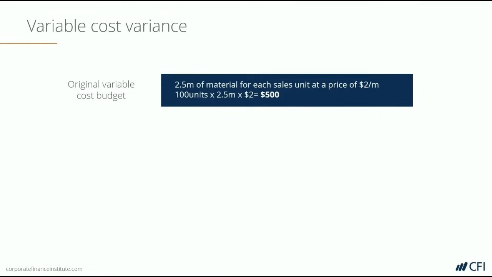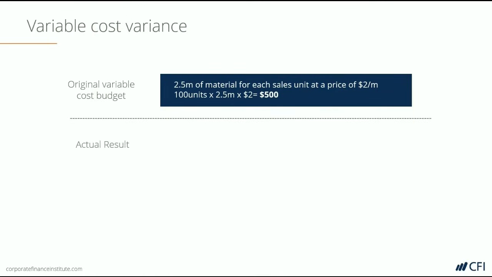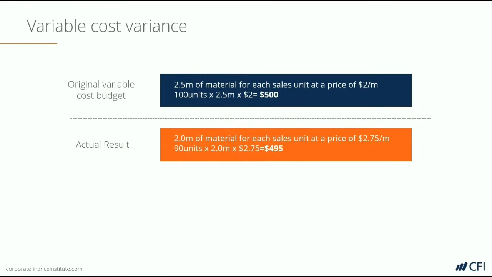So, in the original variable cost budget, here are some assumptions that got us to that $500 number. We assumed we would need 2.5 meters of material for every unit, and the price of that material would be $2 per meter. So then you can see the multiplication of those numbers gives us 500. The actual result that came in was that 2.0 meters of material were used for each unit, and the price was $2.75 a meter. We sold 90 units, so when we multiply all of those together, we get $4.95.